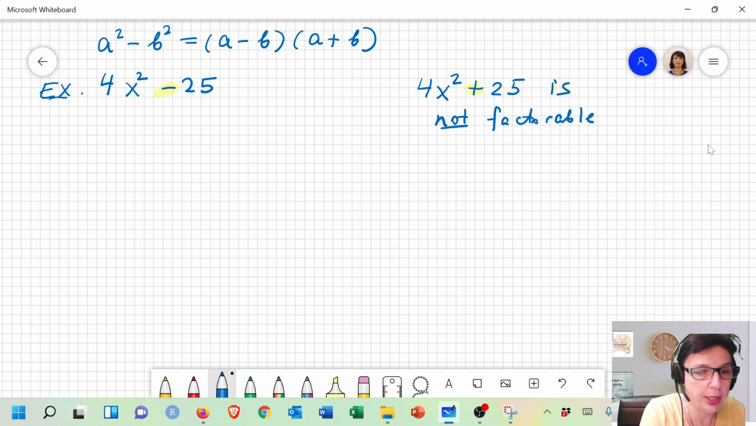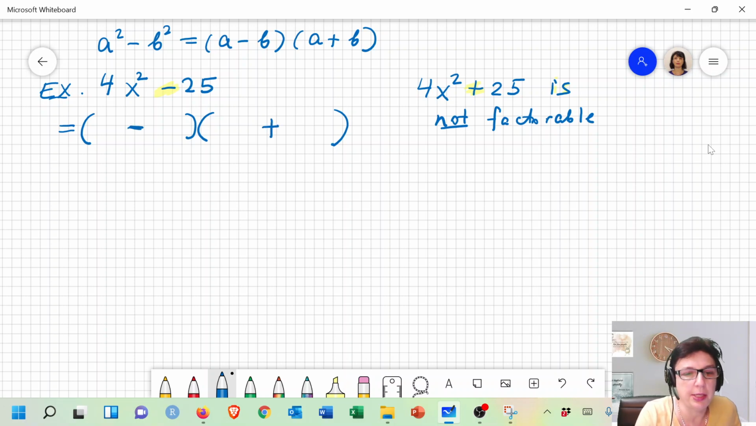How? You're going to put parentheses, parentheses. One of them is going to be minus, one of them is going to be plus. It really doesn't matter which one is first, which one is second, because of the commutative law. All you have to do is figure out what these two things, A and B, are. So look at 4x squared. What is that a square of? Well, if you square x, that's x squared, so that's just going to be x here.